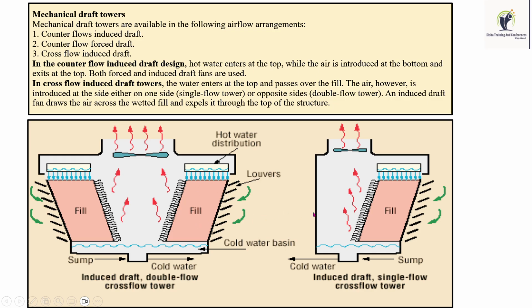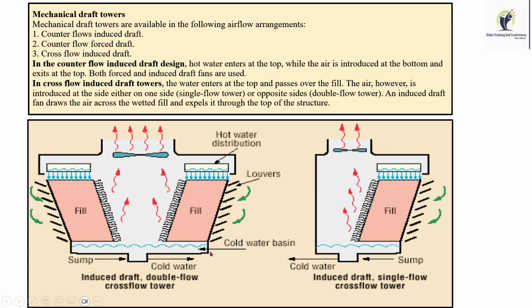Water is falling down and air is coming horizontally. In the cross flow, it is not possible to give air from the bottom by force, so it is induced draft. This is the double flow, where air enters from two sides. Here it is single flow, one side flow, induced draft, cross flow.